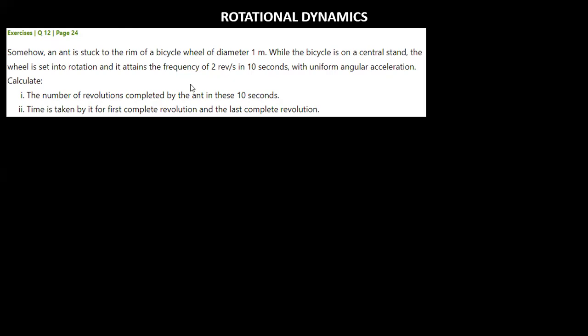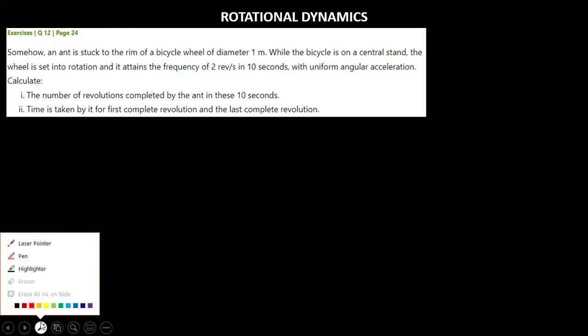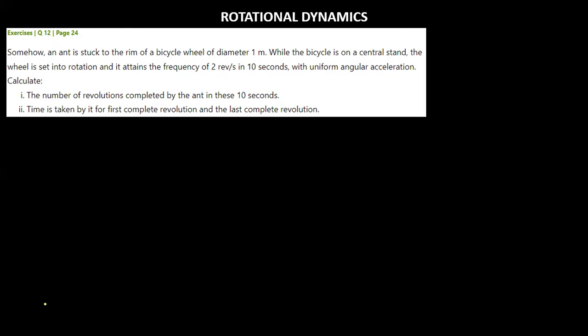So it is given to us in the first question, question number 12 on page number 24 of our textbook, that an ant is stuck to the rim of a bicycle of diameter 1 meter. This is given to us in the question. The diameter of the bicycle is 1 meter. So let us note the given data: diameter is 1 meter.